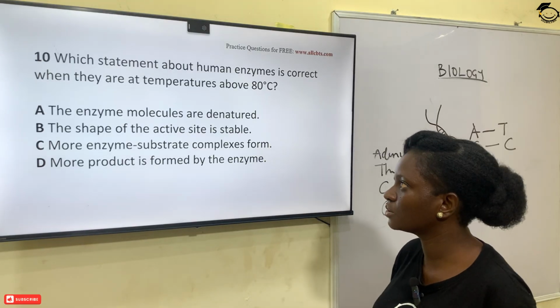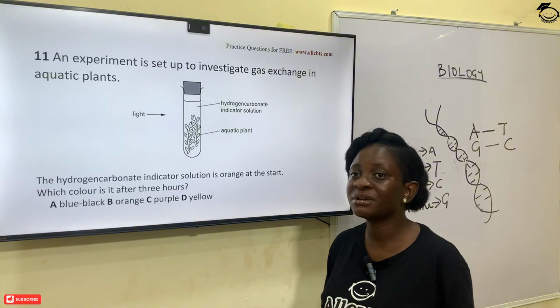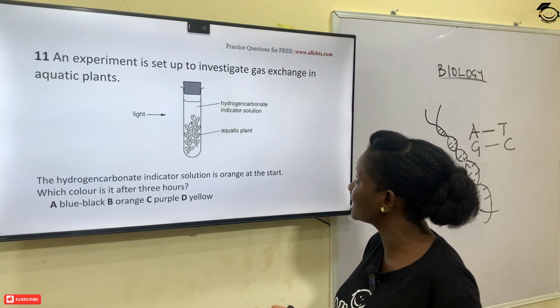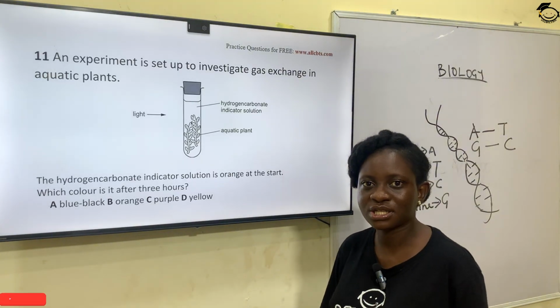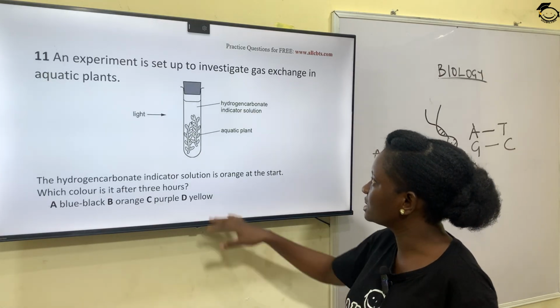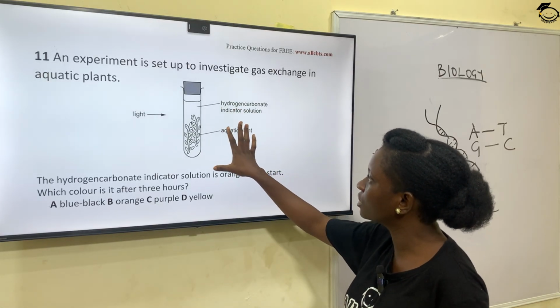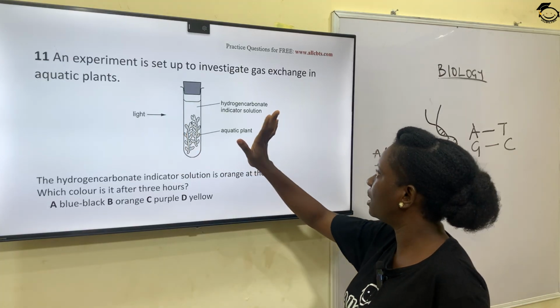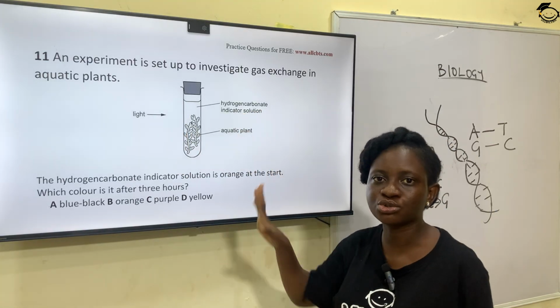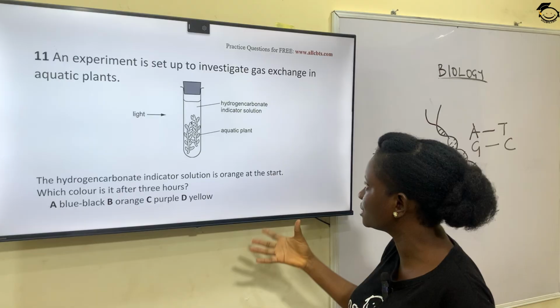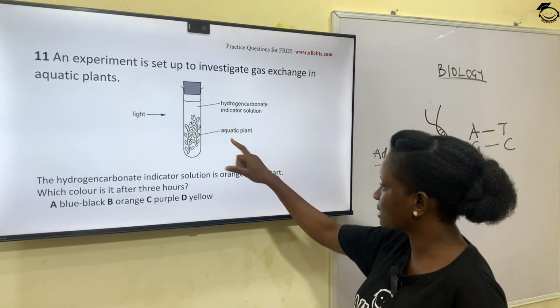The next question, question 11. An experiment is set up to investigate gas exchange in aquatic plants. So this is the experiment that is set up. We see the light. This is the indicator to show color change. Then this is the aquatic plant.